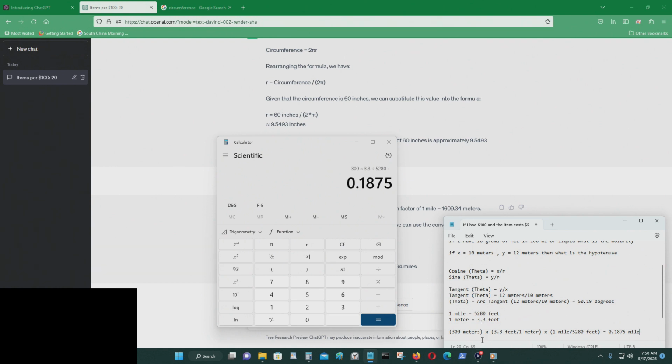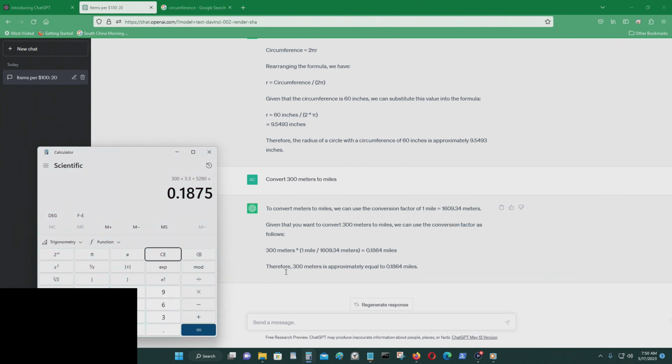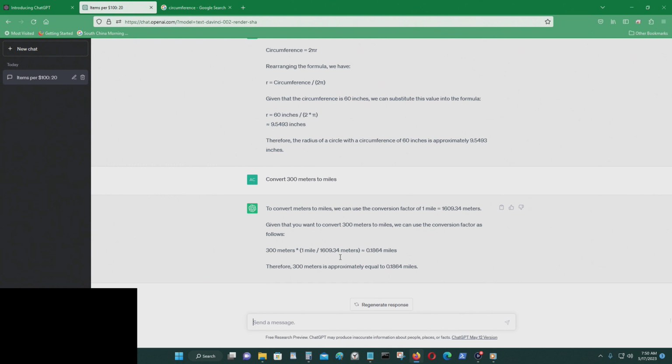That's correct. So the meters cancel out here. The feet cancel out here. So we're left with miles. 0.1875 miles. Okay, it's correct. Amazing. Oh, this thing could really do a lot of stuff.